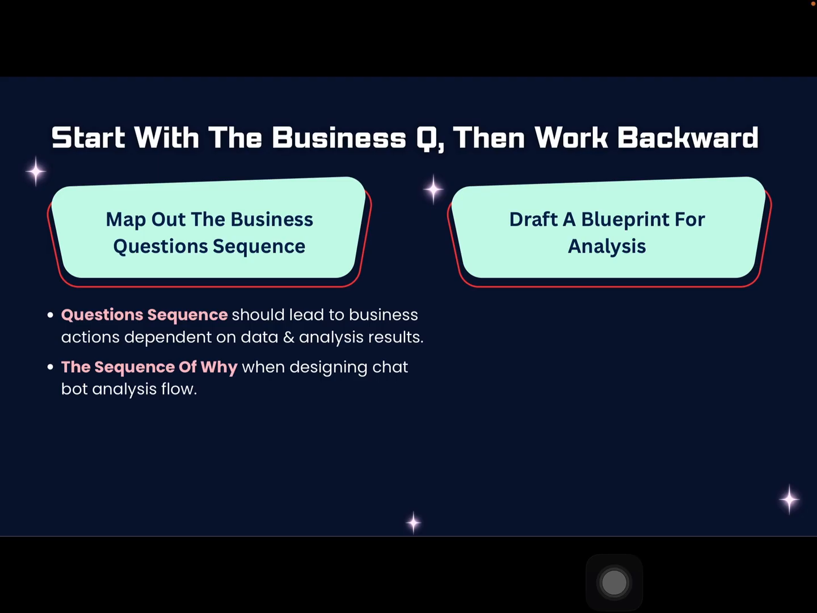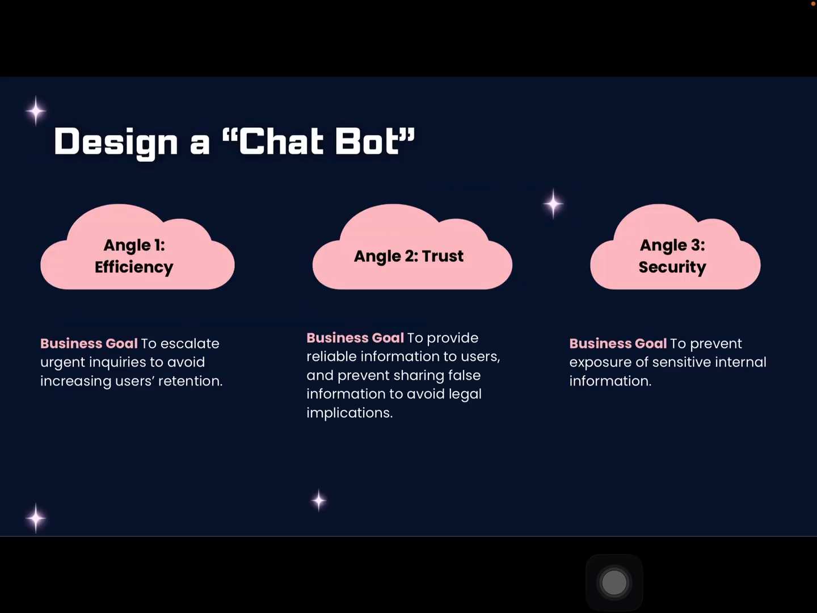So when designing a chatbot analysis flow, imagine we are designing a chatbot. We start first by defining the angles of designing a chatbot for a company. From the perspective of efficiency, the business goal is to escalate urgent inquiries to avoid increasing user churn. Here we will apply the sequence of why. The company wants to design a chatbot to handle users before they reach a human representative, a CSR. A valid question is why? Why does the company have to do this extra step and invest time and money in that?